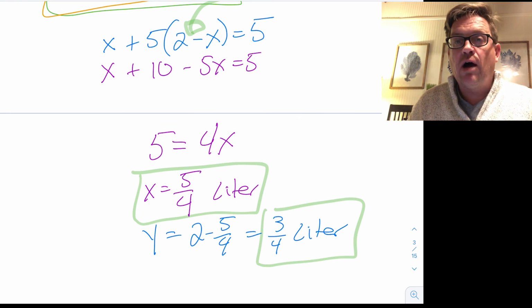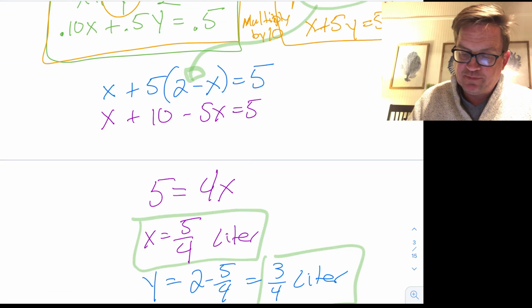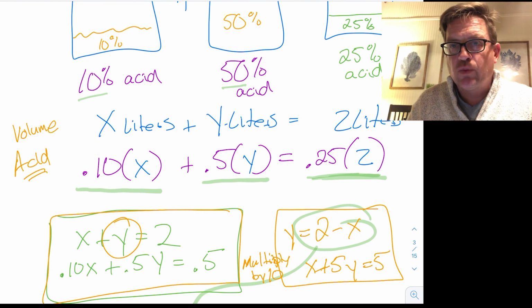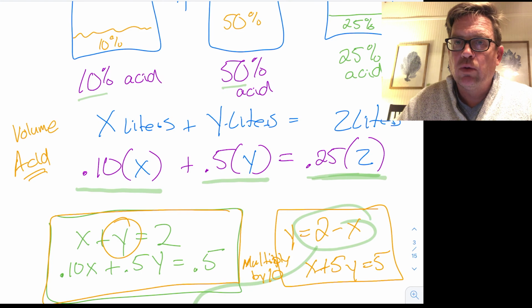And so often you'll see these mixture problems, and I could have solved this by elimination just as well, but I chose substitution. In this case, either one will work reasonably well.